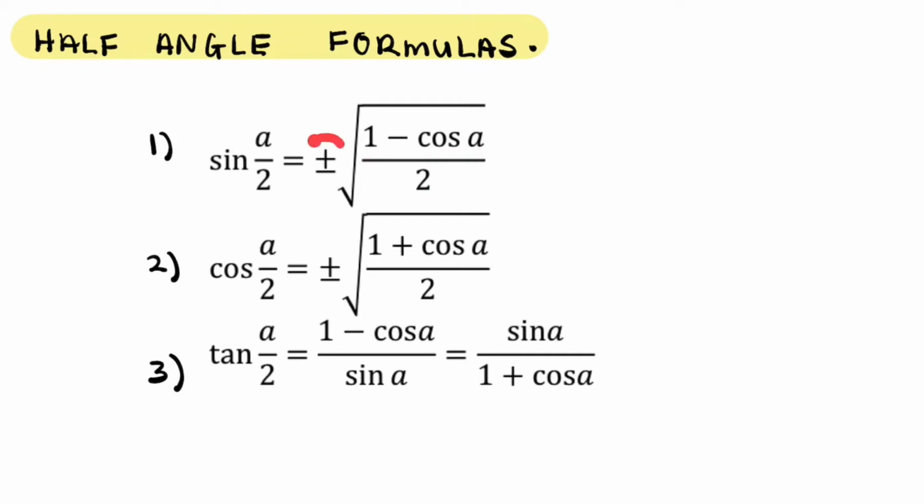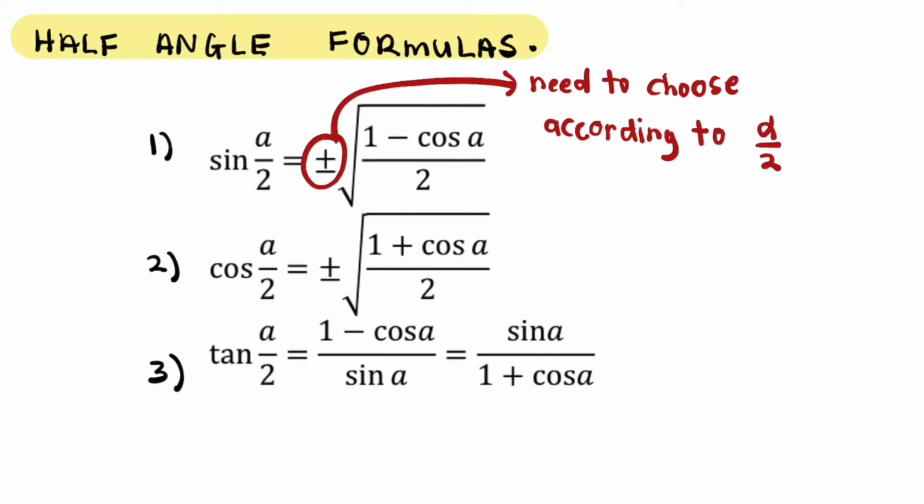Now, this plus or minus is very important. You need to choose whether it's plus or minus according to your half angle. So, plus or minus, you need to choose according to your half angle. Later I will show in the example. Now the cosine A over 2 is again plus or minus the square root of (1 plus cosine A) over 2. The last one, tangent A over 2, is equivalent to (1 minus cosine A) over sine A.